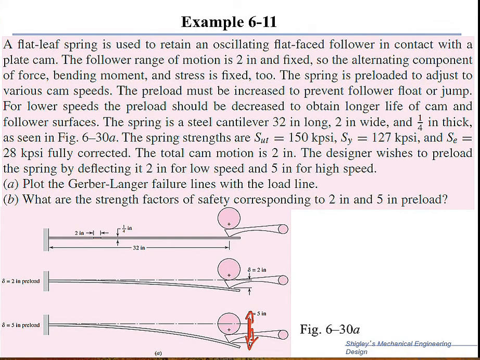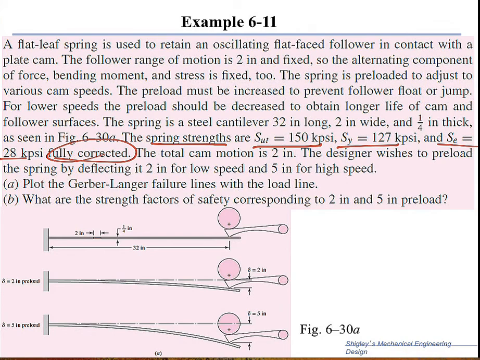So the design problem, as we have here, is that we want to design this system, the leaf spring itself, for fatigue design, which has an ultimate strength of 150, a yield of 127, and an endurance limit given as 28, fully corrected, so we don't have to worry about the Marin factors here.